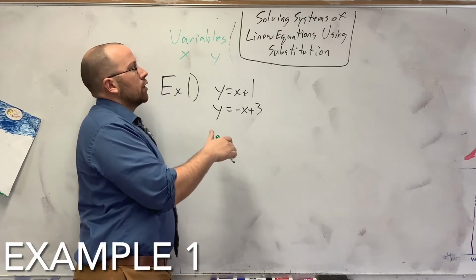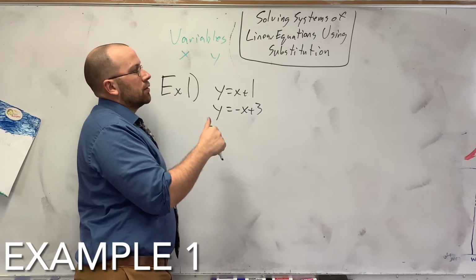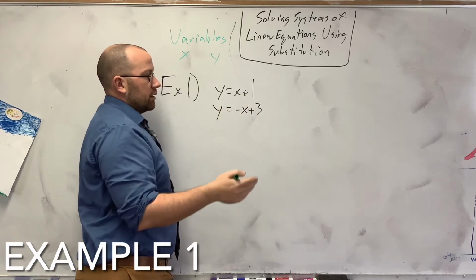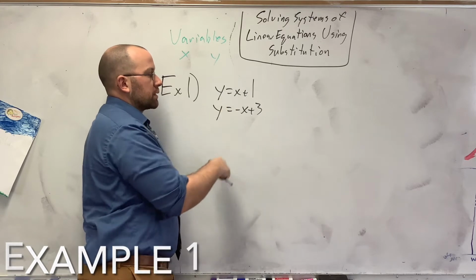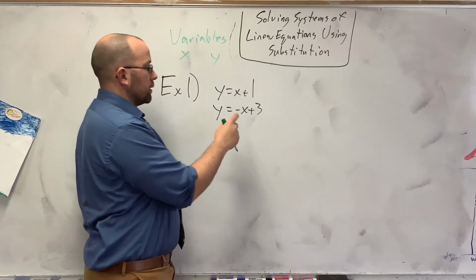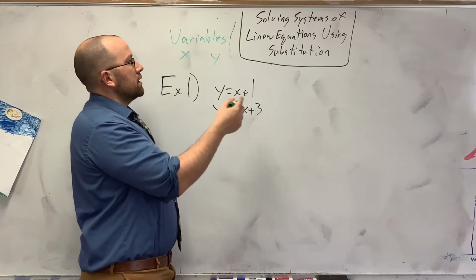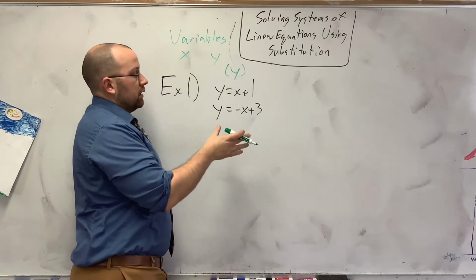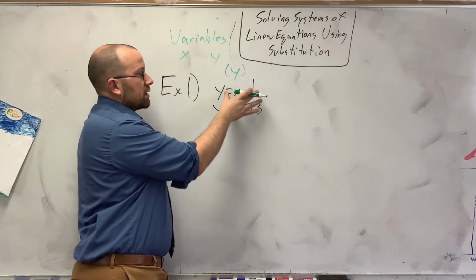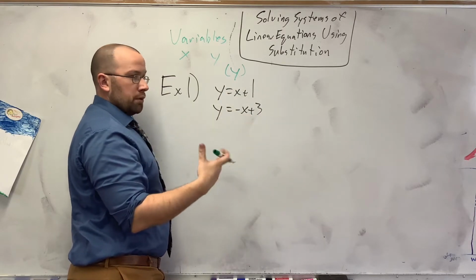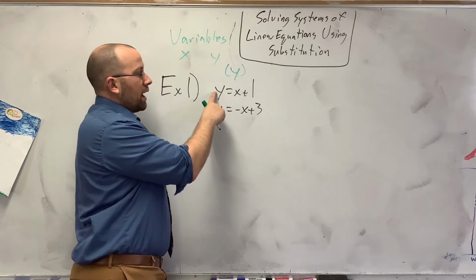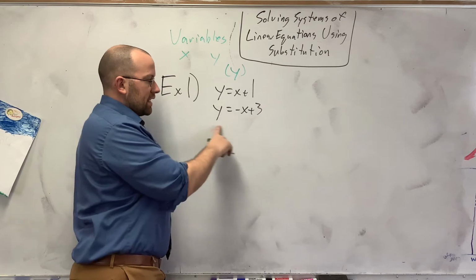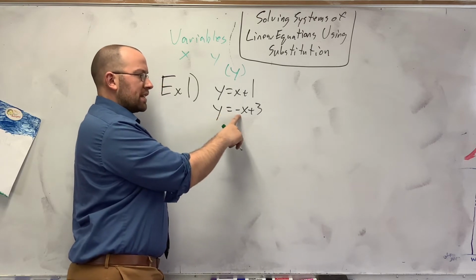A big thing here is you have to have them look the same. So I have y equals x plus 1, and y equals negative x plus 3. Now we're going to solve this one. With substitution, I'm going to substitute my y. It doesn't matter which way I go. I can substitute this one up to here, or I can substitute this one here. All I'm doing is replacing. So I want to replace this y with what this y equals down here. So what does this y equal? Well, this y equals negative x plus 3.